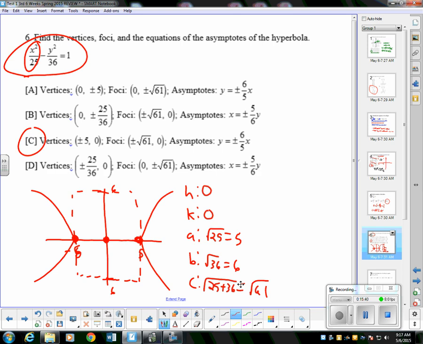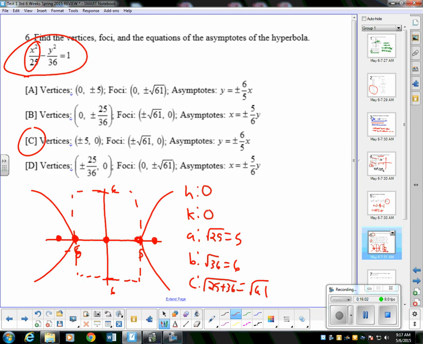That would make them vertical. And since our x comes first, we have a horizontal transverse axis. It's not at 25, 36. So C has to be the right answer there. And then, of course, we can go further. Our foci have to be on the same line. So therefore, they're at square root of 61, plus or minus 0.